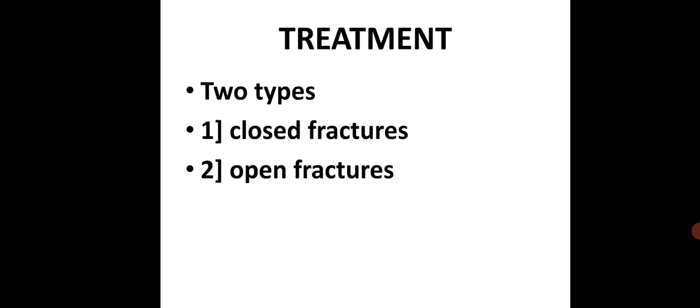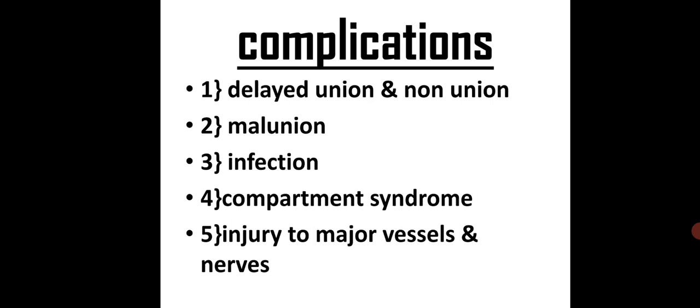Now we'll see the complications of fracture. There can be delayed union and non-union, malunion, infection, compartment syndrome, injury to major vessels and nerves. In delayed union and non-union, the fractures of tibia sometimes take an unusually long time to unite, more so one in the lower third, because as we know, in the lower one third of the shaft the blood supply is very less.